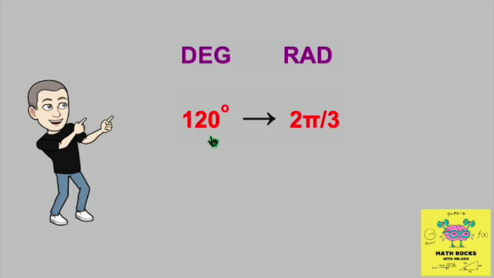So for instance, 120 degrees becomes 2 pi over 3 radians, or even the reverse, where you have 5 pi over 4 radians, and we're going to convert that into 225 degrees. So stick around and see how all this works out.